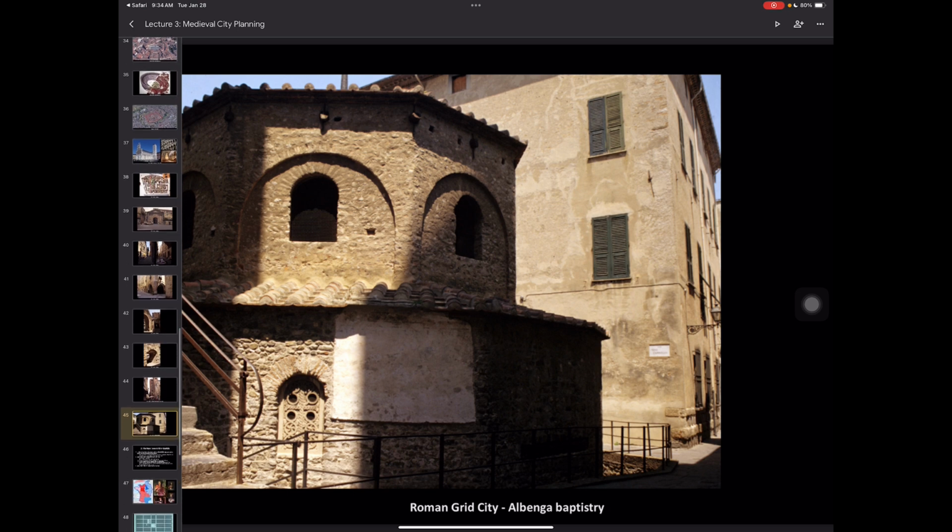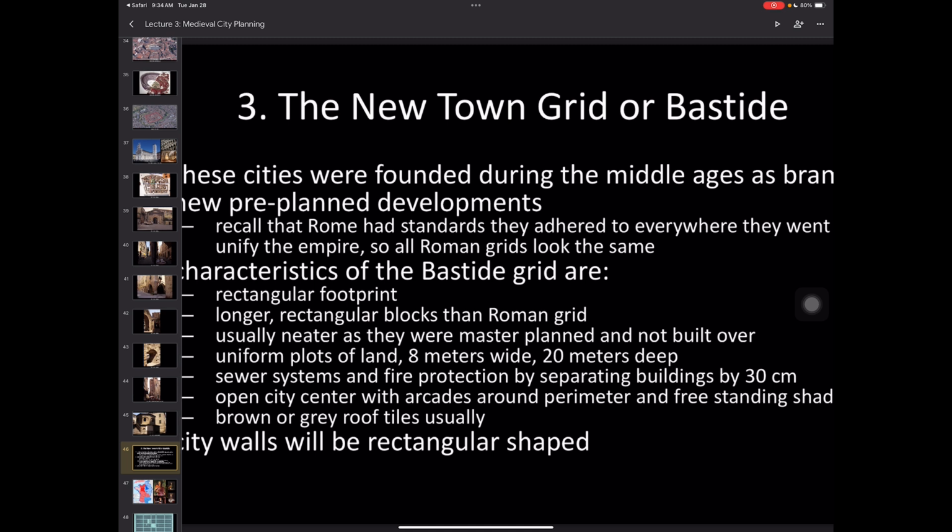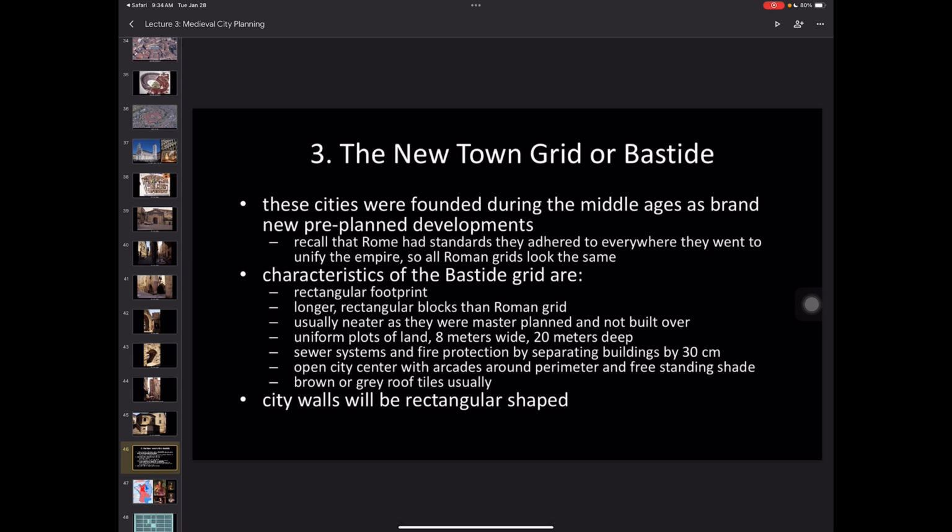All right, so the last one we're gonna look at, that should really say number 4 on there, is gonna be the Newtown Bastide. So these cities were founded during the Middle Ages, right? The Roman grid was all the way back to Roman times, and then they built upon it. But these are brand new developments during the Middle Ages, and they were master planned, and all of them are gonna look very similar. So the characteristics of the Bastide grid compared to the Roman grid are the footprint's gonna be longer. It's gonna be much more rectangular versus square.